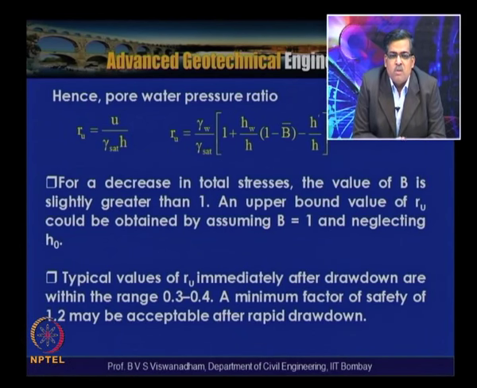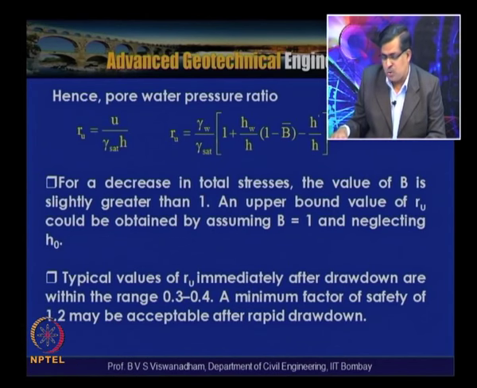Typical values of R U immediately after the drawdown are within the range of 0.3 to 0.4, and a minimum factor of safety of 1.2 may be acceptable after the rapid drawdown condition. So when we are investigating, we have to ensure that a minimum factor of safety of 1.2 is ensured.